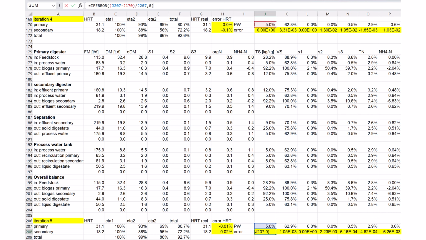Iteration 4 takes the residence time error to less than 0.1% and the process water composition error to less than 2%. After 10 iterations, the errors in the residence times are 0, and the maximal error in the process water composition is less than 0.03%. At this point, we have reached machine precision, and the model error is much larger than the balancing error. The solution is good enough. The final residence times are 31.1 days for the primary and 18.2 days for the secondary digester.